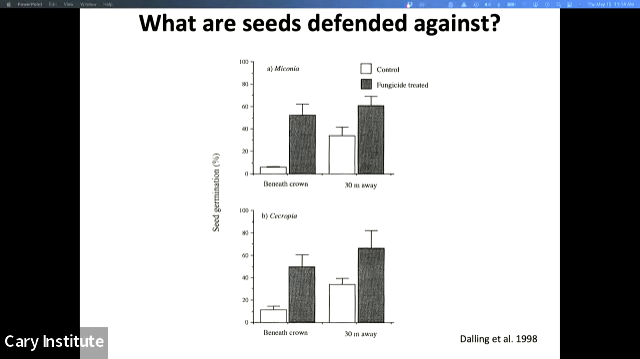Then the second result that is relevant here is the fungicide treatment. So seeds, or plots, that were treated with fungicide germinated way better than controls, either beneath the crown of the conspecific or 30 meters away. So the take-home message of this result is that most probably those seeds must be defended against fungi, because fungi are the major factor killing those seeds in the soil.